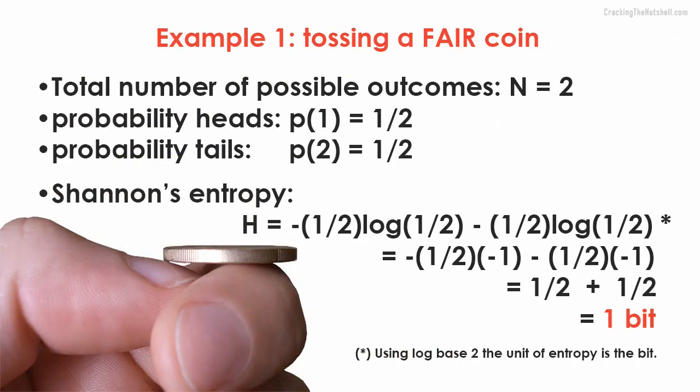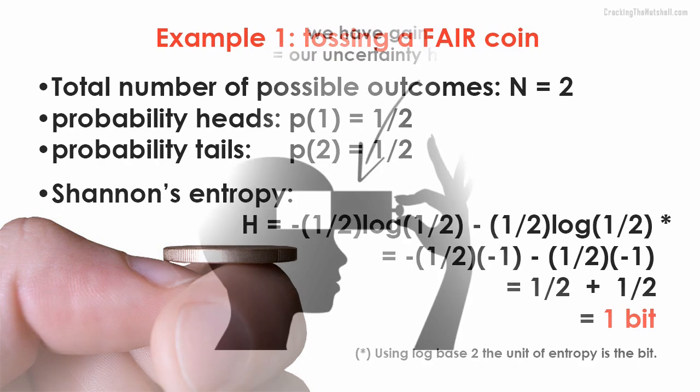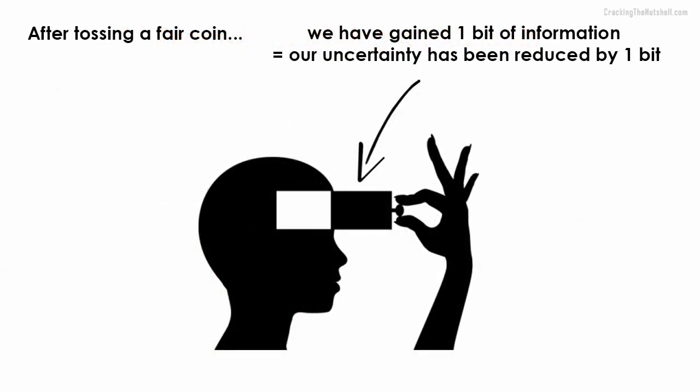Let's go back to the coin example. The coin is fair, so the probability of heads is the same as the probability of tails, that is 1/2 each. Let's consider the event of throwing the coin. Plugging the given probabilities into the equation gives us a Shannon entropy, that is, an information content of 1 bit, because there are 2 possible outcomes and each has equal probability. Once we have thrown the coin and we have learned its outcome, we can say that we have gained 1 bit of information, or alternatively we can say that our uncertainty has been reduced by 1 bit.